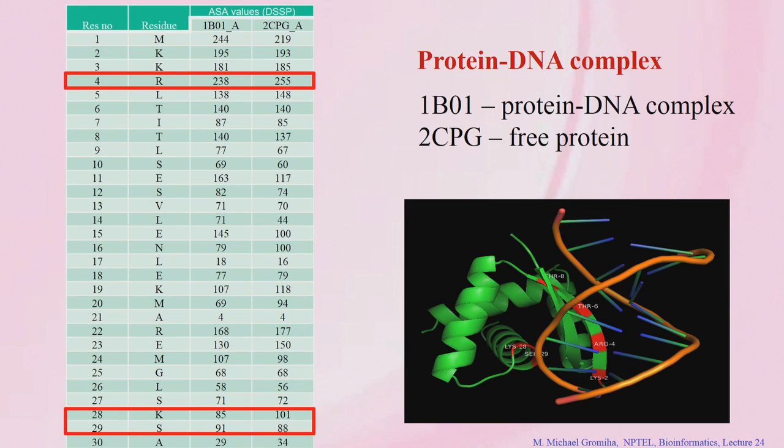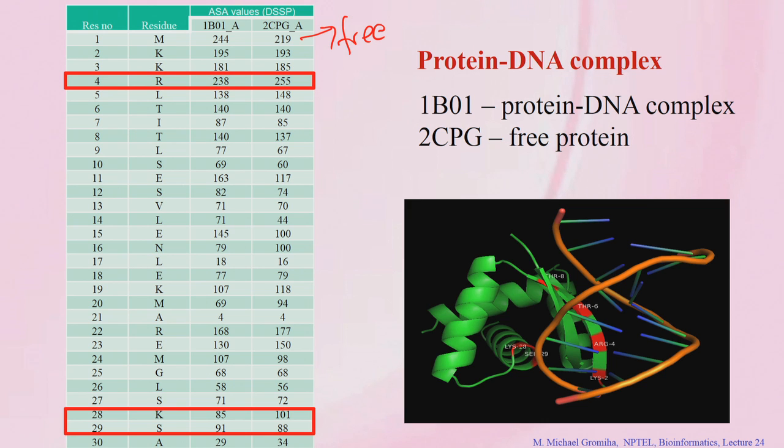I show one more example. In this case I put 1B01, this is the complex, and here this is the free protein. And if you see, there are several cases, for example, this arginine. It reduces from 255 to 238, and in some cases it is also possible that the complex has more values than the free one. How is this possible?